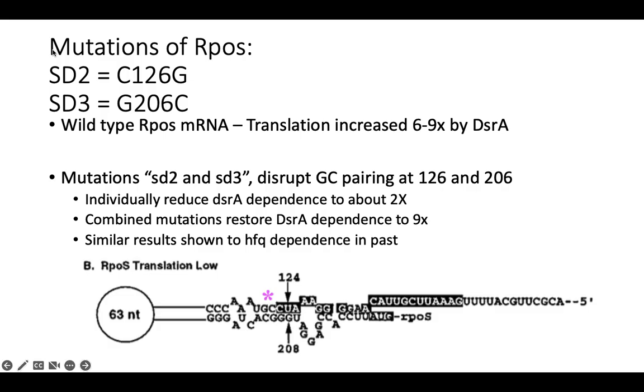So let's go ahead and play our slideshow. Now in our wild type, if we apply DsrA RNA, we can increase rpoS translation about 6 to 9 times.